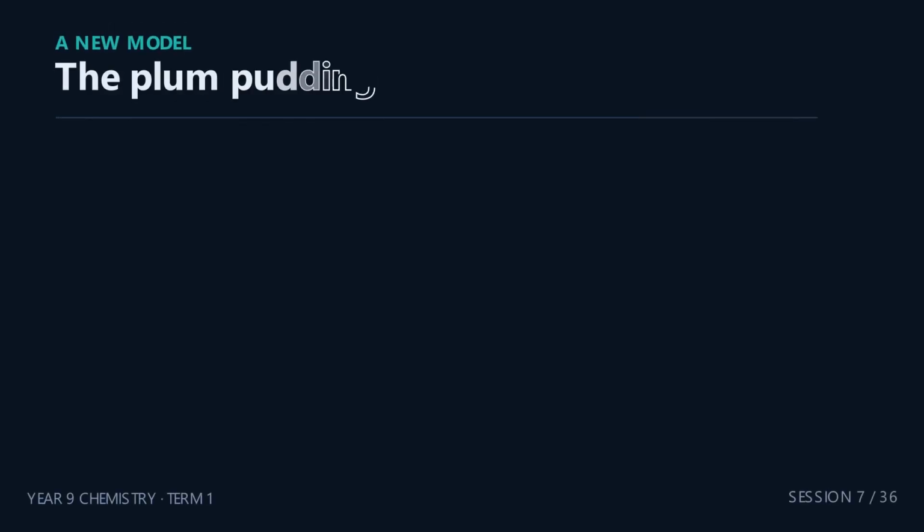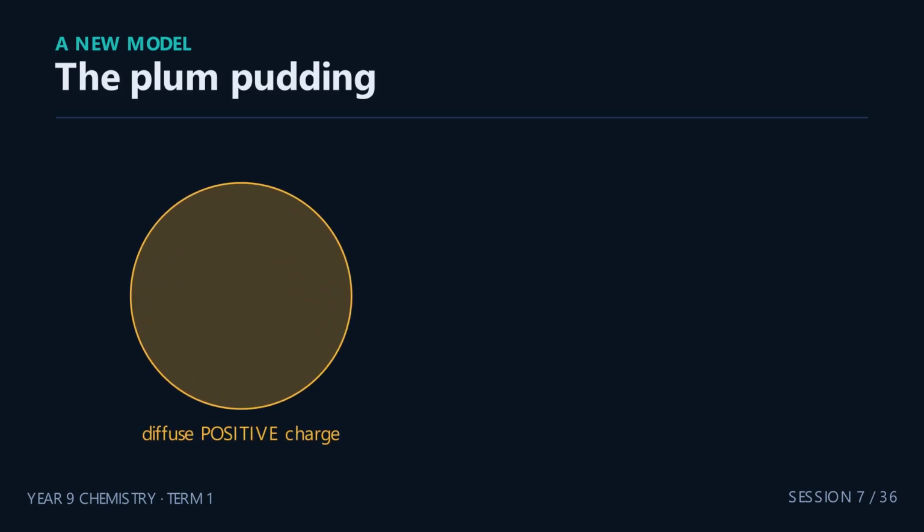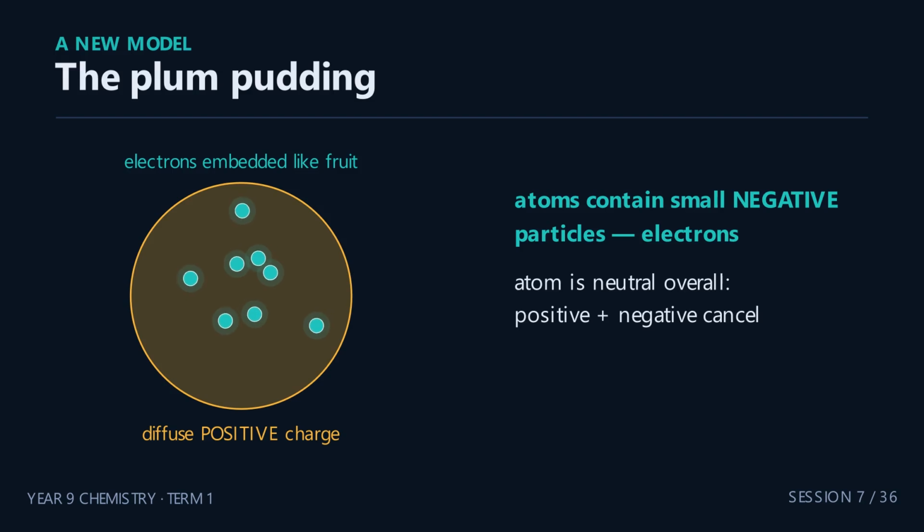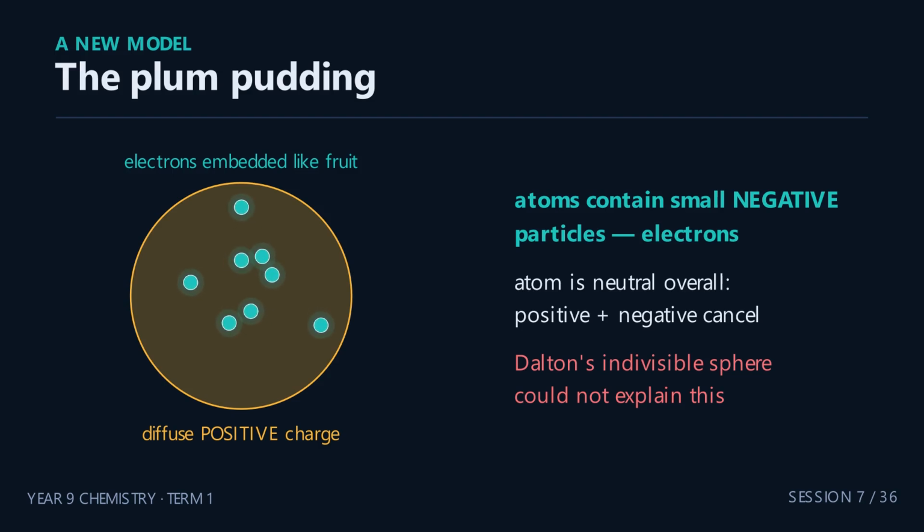So Thomson proposed a new model. If atoms contain tiny negative particles, later called electrons, but atoms are neutral overall, the negative charge must be balanced. His plum pudding model pictures electrons embedded in a diffuse region of positive charge, like fruit in a pudding. The positives and negatives cancel, so the atom is neutral. Dalton's indivisible sphere could not explain the new evidence, so the model had to change. Atoms contain smaller parts.